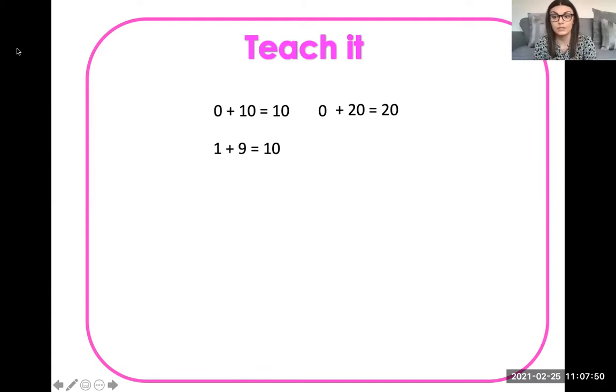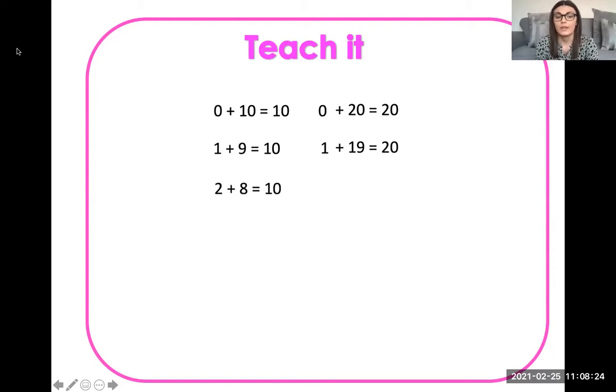Now, what would I need to do to that to help me make 20? Well done. So what number would I start with? 1 add, not 9, but 19 to make 20. So 1 add 9 equals 10, but 1 add 19 equals 20. So what have we done there? Well done. Yes, we've added 10 to that number to make it 20.